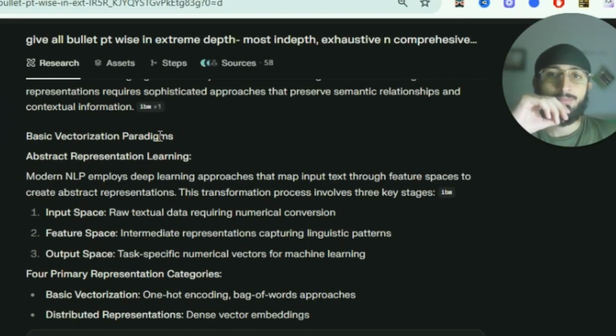Basic vectorization paradigms. So, abstract representation learning. Modern NLP employs deep learning approaches that map input text through feature spaces to create abstract representations. This transformation process involves 3 key stages. Firstly, input space, which is raw textual data requiring numerical conversion. Then feature space, intermediate representations capturing the linguistic patterns. And then the output space, task-specific numerical vectors for machine learning.